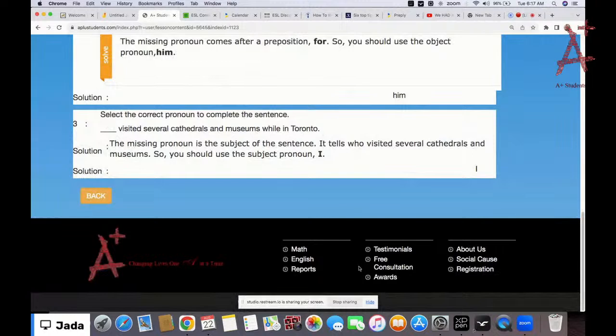So it could be I. If you were going to use a noun, it could be like Jane visited several cathedrals, right? But we're not using a noun here, we're using a pronoun. So a pronoun should start the sentence, and the best pronoun should be I visited, as a subject pronoun. Note that the subject pronoun usually starts the sentence. The one that could be in the middle of the sentence or at the ending could be the object, but the subject pronoun usually starts the sentence.